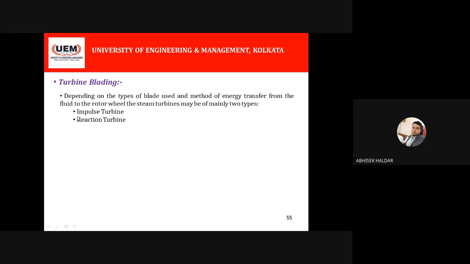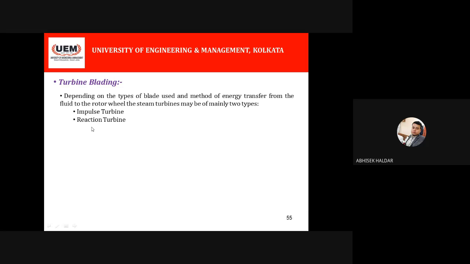Okay, because yes, theoretically you can conceive that 100% reaction is there, but practically there is some impulsive effect also. Because we will see that in an impulse turbine we will use the nozzle, but in a reaction turbine we will use some guide blades where the velocity will increase. So due to the increase in velocity there will be some impulsive effect.